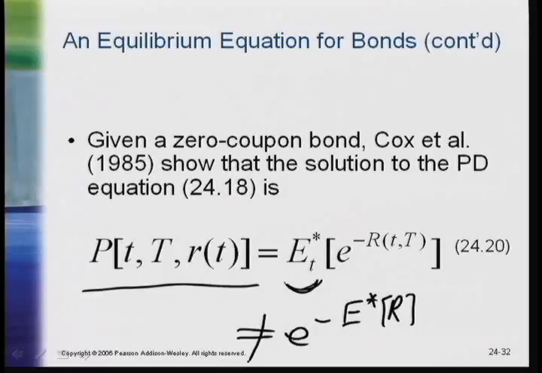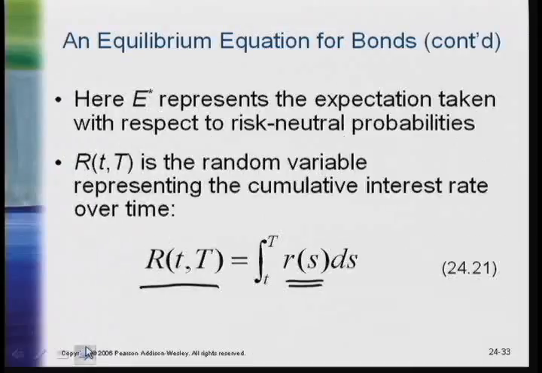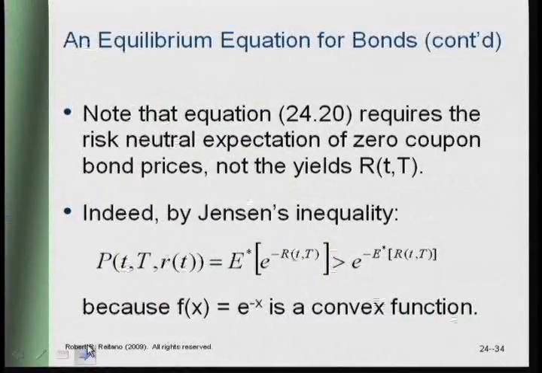It's saying you must calculate the price using the random discount factors generated by the process, and then calculate the expected value of those prices. And that is not the same as calculating the price at the expected discount factor. And this follows from Jensen's inequality, which is what we'll talk about next, and that is that the equation, as I just said, requires a risk-neutral expectation of bond prices, not a risk-neutral expectation of interest rates.